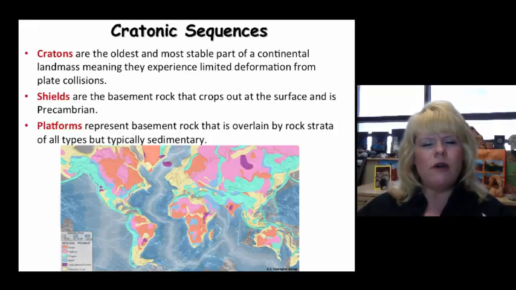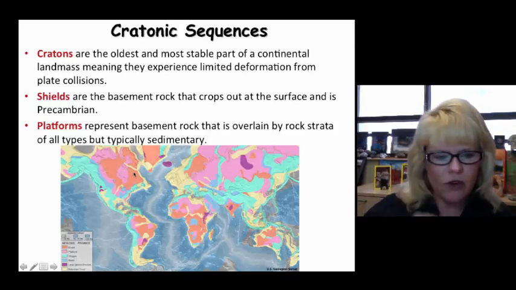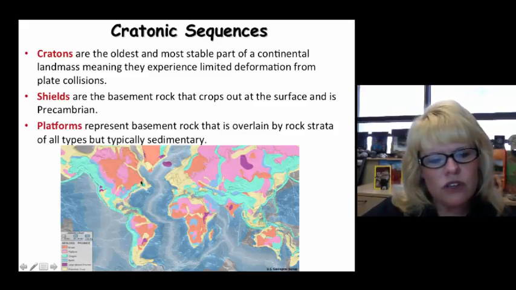Platform represents all the basement rock that's been overlain by newer rocks, sedimentary layers for the most part. Sometimes you'll get igneous lava flows, those kinds of rocks on top. But these would be things like your shields and platforms. Looking at your diagram down there, you can see that the red is the shield and the pink is platform. So this is all the rocks that have covered or that are covering our shield rocks. And this is exposed shield rock.